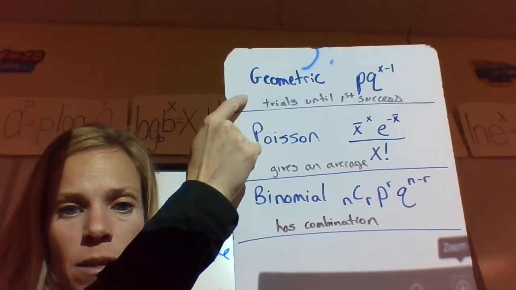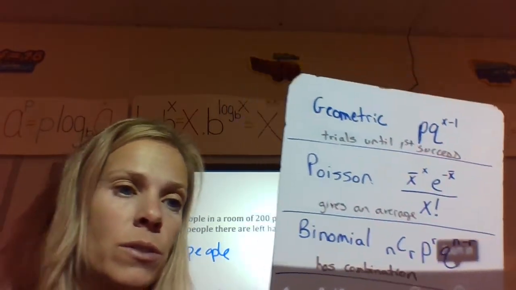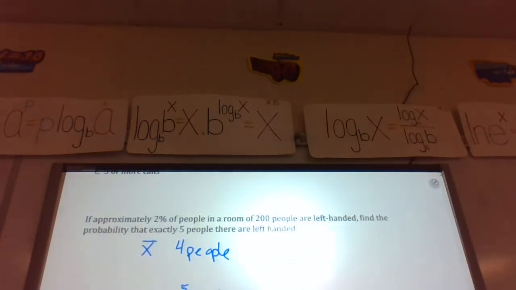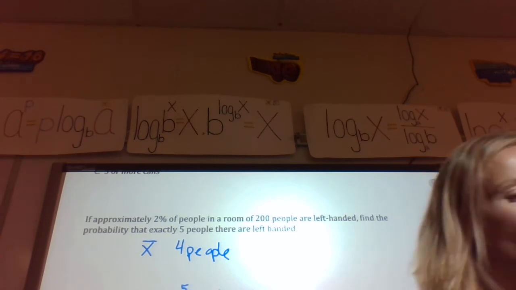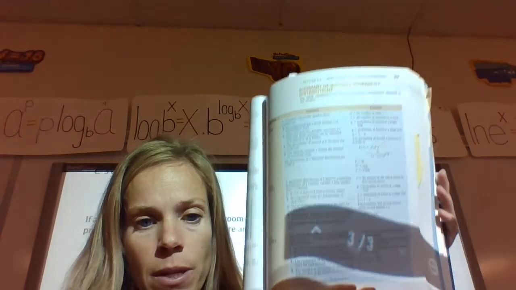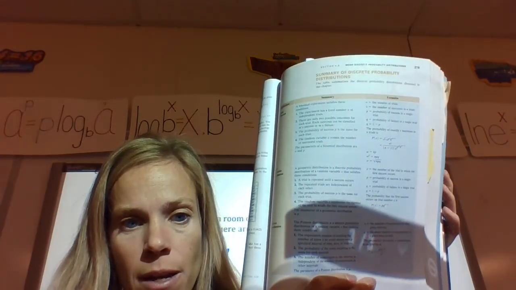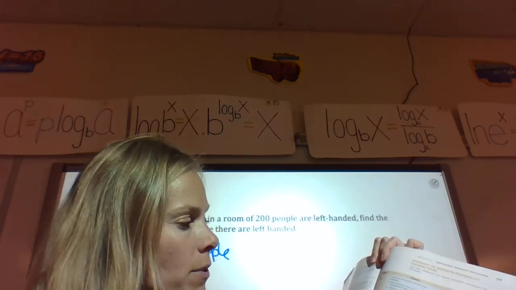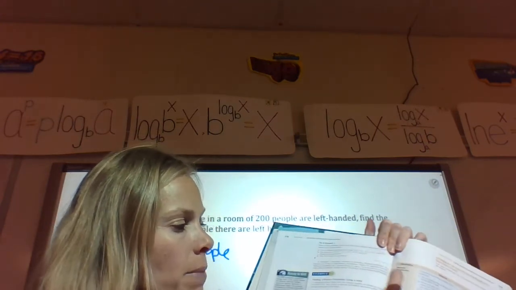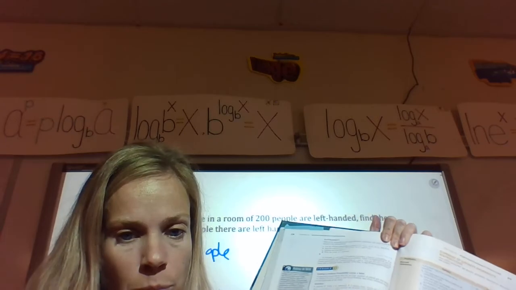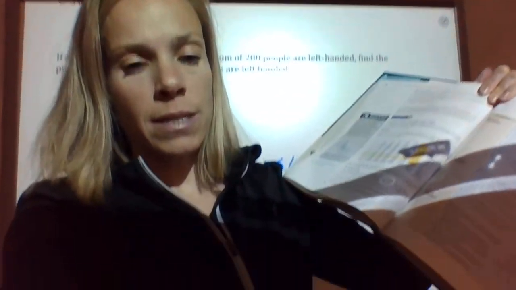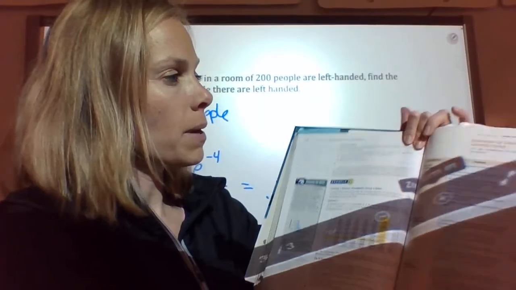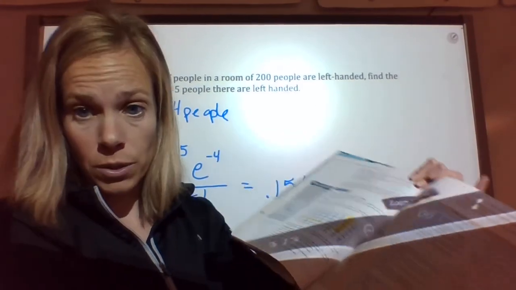So that's kind of the key words, and your book also does a really good job. On page 219 in your textbook, it does a really good job of narrowing each one down and giving a summary and the formula, okay, for binomial, geometric, and Poisson. So that's another good page to look at on page 219 in your book.